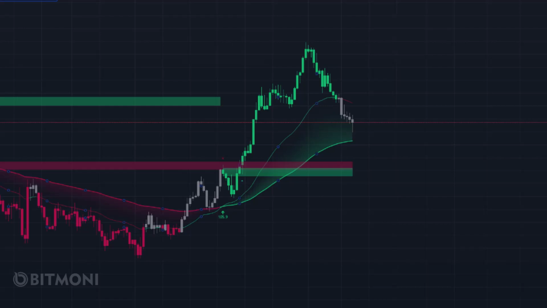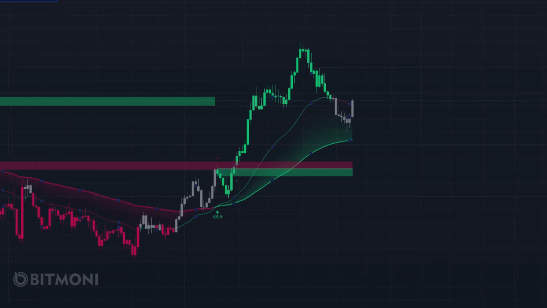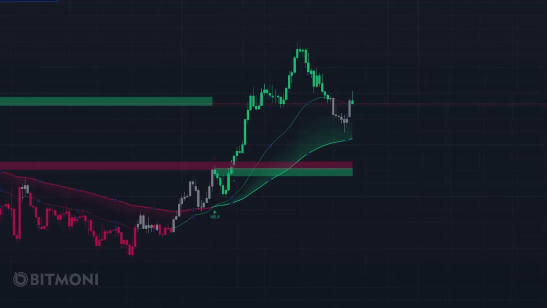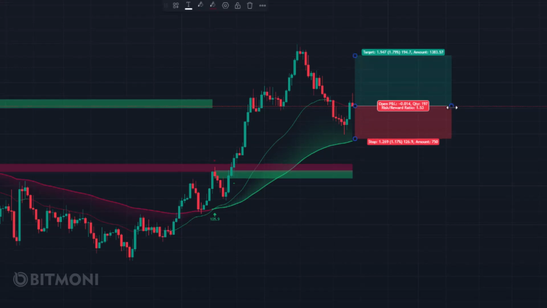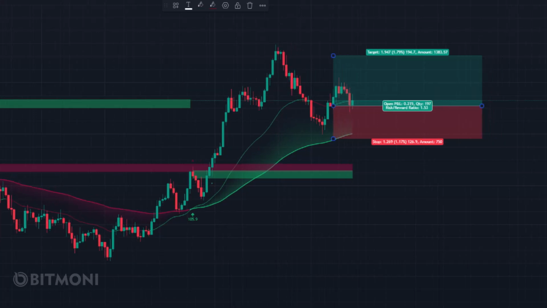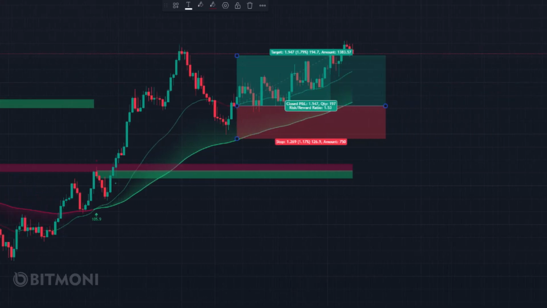Now, once we have the pullback, we need to confirm the end of it. That is going to happen when the candles turn back to green. When this is confirmed, then we take a long position. The stop loss goes under the most recent swing low, then targeting 1.5 times the risk. And letting the trade run, you can see that it was profitable.